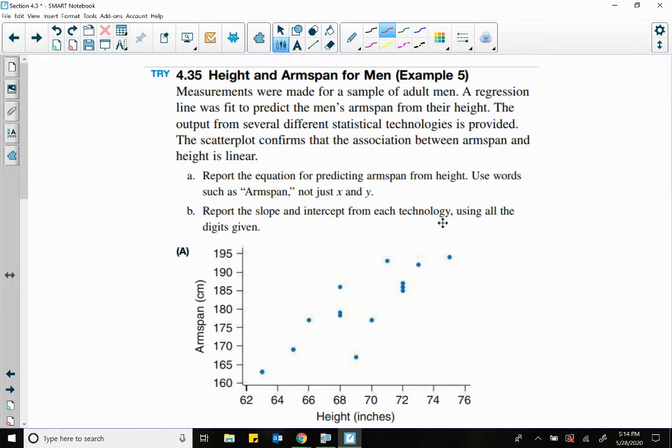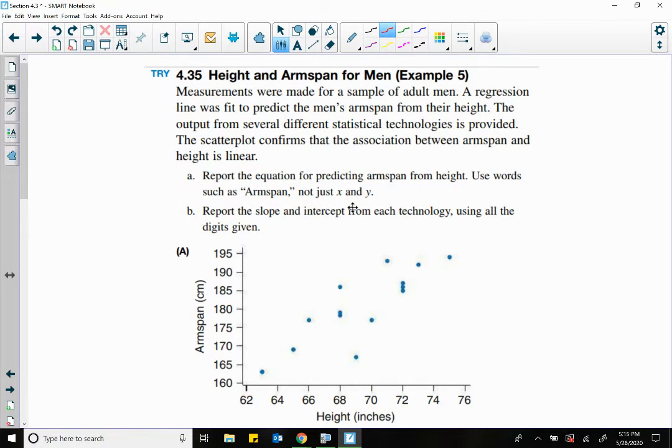So what it wants, okay, it says measurements were made for a sample of adult men. A regression line was fit to predict the men's arm span from their height. Because a lot of people say that your arm span should match your height, okay? The span of your arms from fingertip to fingertip should match how tall you are. Kind of interesting. So they're putting that to the test here. Okay, and the outputs from several technologies, as I talked about, Minitab, Excel, StatCrunch, and our TI-84 are provided.